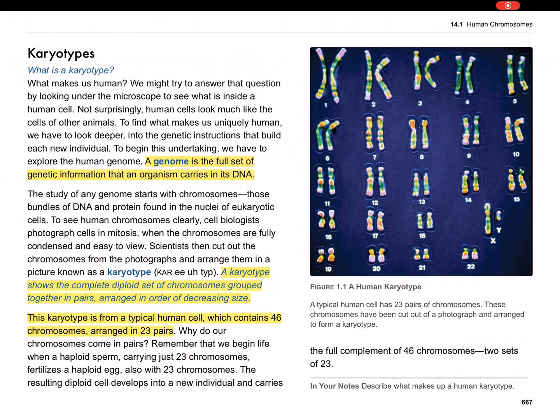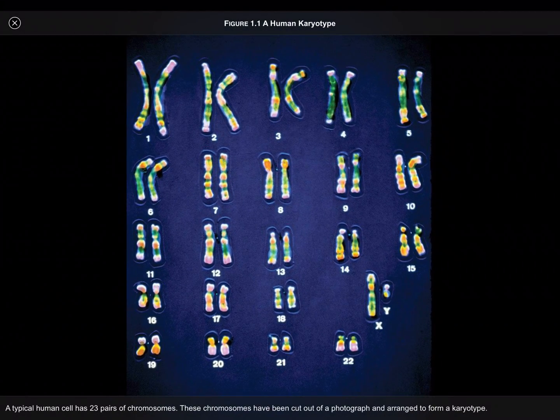Autosomes. Going back to our picture of the karyotype, autosomes are all the chromosomes that are not sex chromosomes. Humans have a total of 44 autosomes, or 22 pairs.